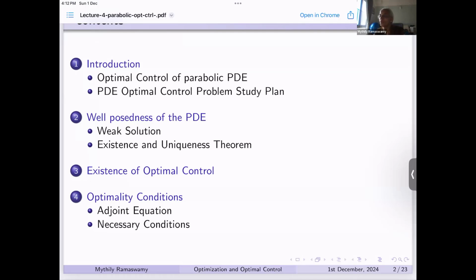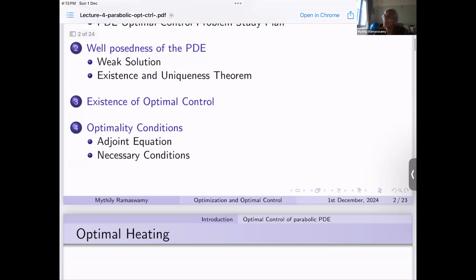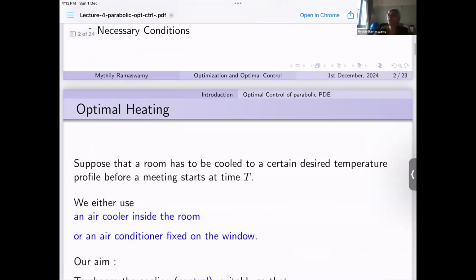So how does an optimal control problem arise, and what study methods will you use? First, well-posedness we will study, and I'm not going to do that because it is more technical than the elliptic case, then the existence of optimal control, and then optimality conditions. We could jump to optimality conditions, but here again the spaces will be a little technical. So I need to give some time to introduce the spaces. But let us see an example first.